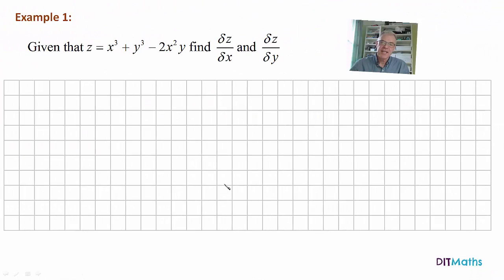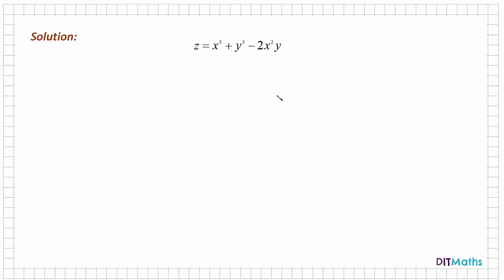So now let's have a look at an example. Here we're given a function z, which is dependent on two variables x and y, and we're asked to find the partial derivative of z with respect to x and the partial derivative of z with respect to y. Now, if you like, we could rewrite this function as x cubed plus y cubed times 1 minus 2x squared y.